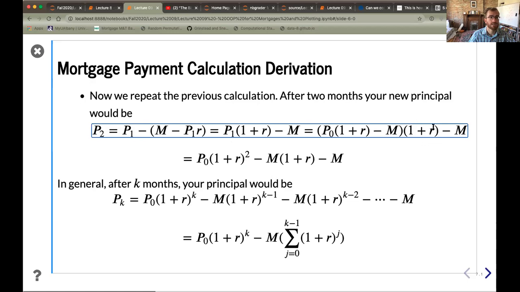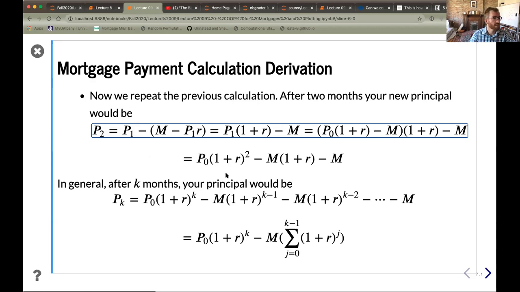And notice we've got this 1 plus R multiplying by it. Well, there's another 1 plus R factor here. So if we go ahead and distribute and collect like terms, we get that P2 is equal to P0 times 1 plus R squared minus M times 1 plus R minus M. So M, again, is your monthly payment. This actually kind of makes sense.